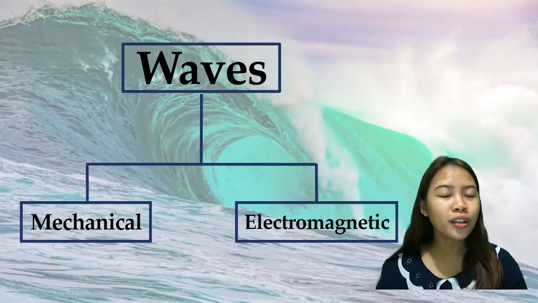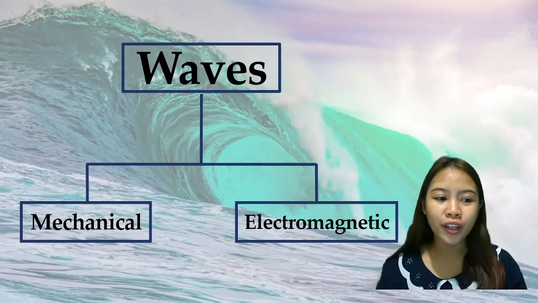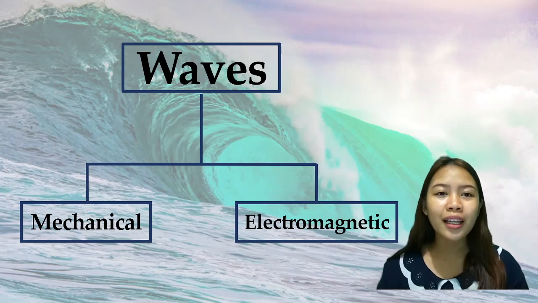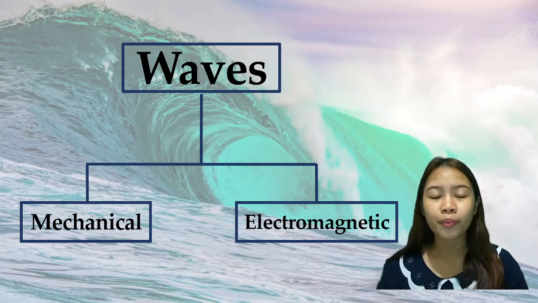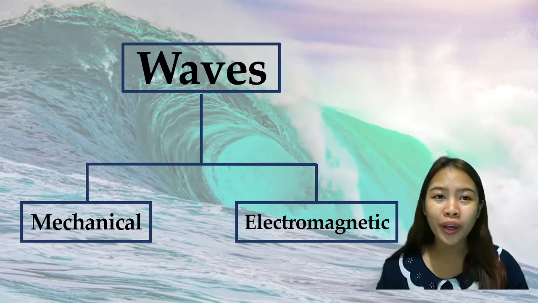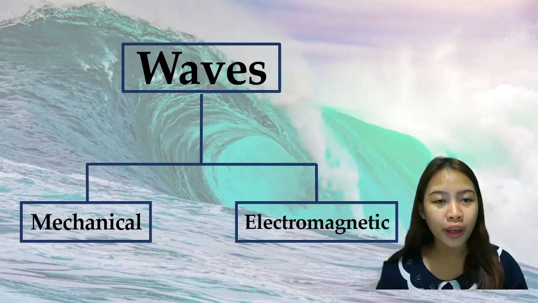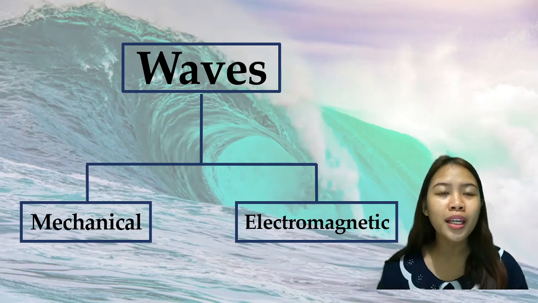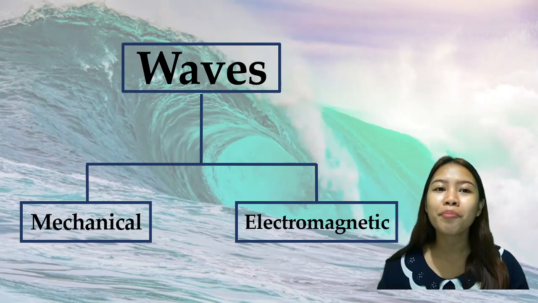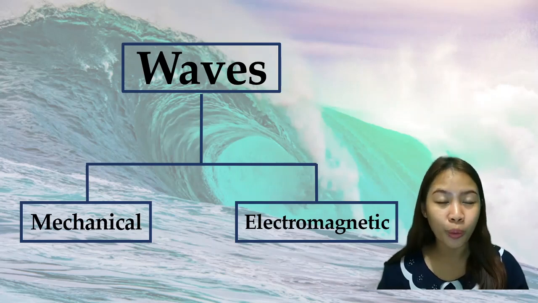So here are the classifications of wave. We have the mechanical and the electromagnetic wave. When we say mechanical wave, it is a wave that requires a medium in order for it to pass through. While the electromagnetic wave does not need a medium. Meaning, even in a vacuum or in empty space, the electromagnetic wave can still pass through.